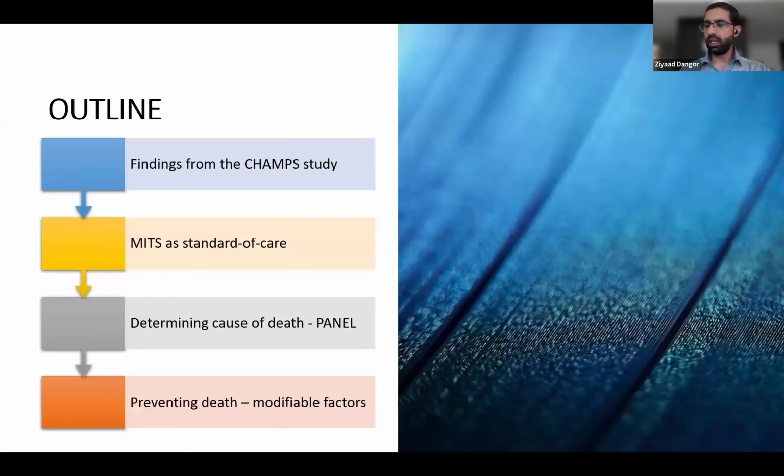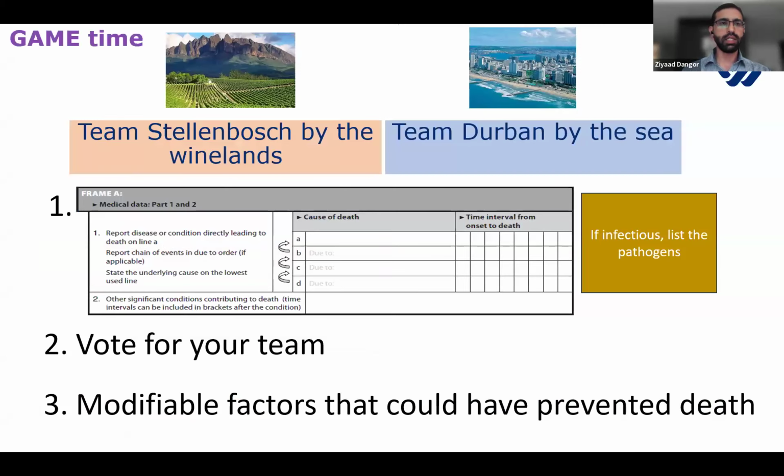So that takes me, Marty, to the last part, and this is the game time that we promised everyone. We've got Team Stellenbosch by the winelands, and we've got Team Durban by the sea. What I'm really going to ask the teams to do is, I'm going to talk to a case series, and I'm going to ask the two teams to decide what they would put in the pathway to death. So I would want the teams to say what the underlying cause of death is, what the immediate cause of death is, so right at the top, and is there anything else in the causal chain towards the death?